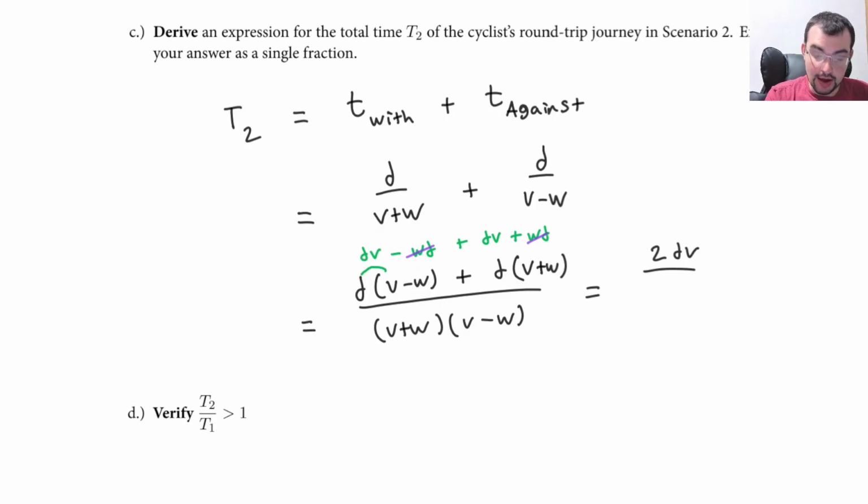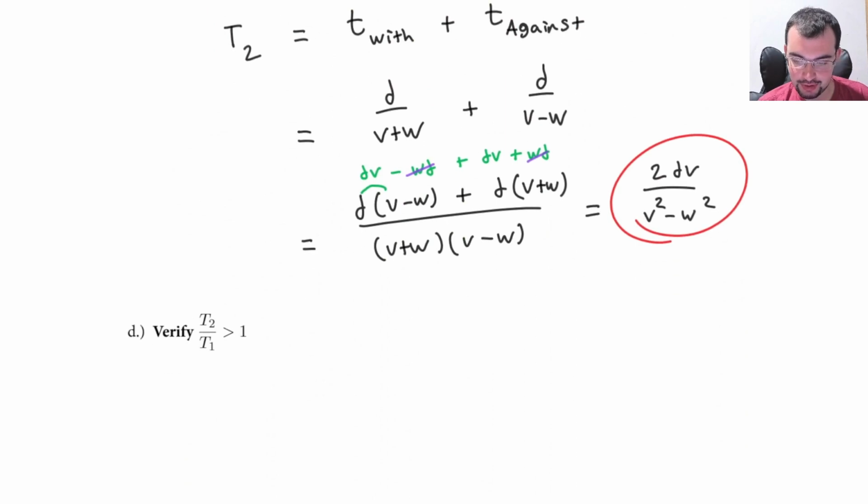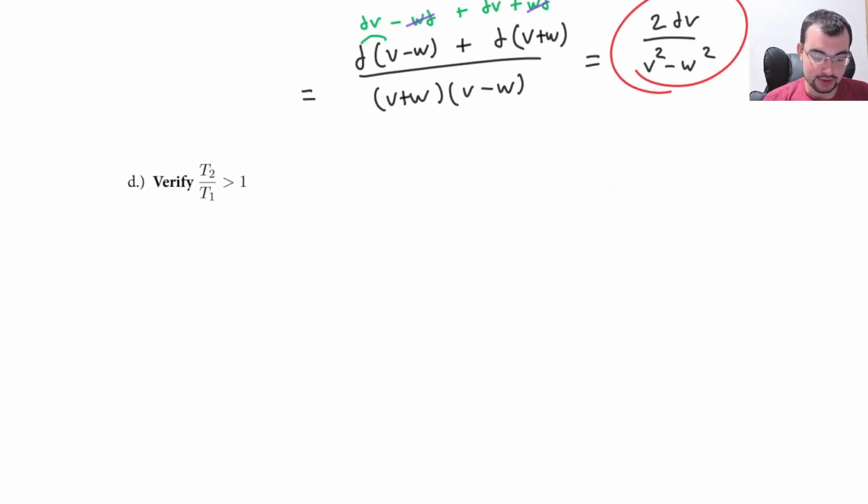Well, you can use your FOIL. FOIL's a bad word, but you know what I mean. We can do our double distributive property here, or you might just recognize this as a special thing: difference of squares. We get this. This is our time required in scenario 2, which is a lot uglier than the time in scenario 1. And what I'm claiming is that this ratio, T2 over T1, is greater than 1, which means if a fraction is bigger than 1, the top is bigger. So if we can prove this, we have essentially said, yep, the wind case takes longer.